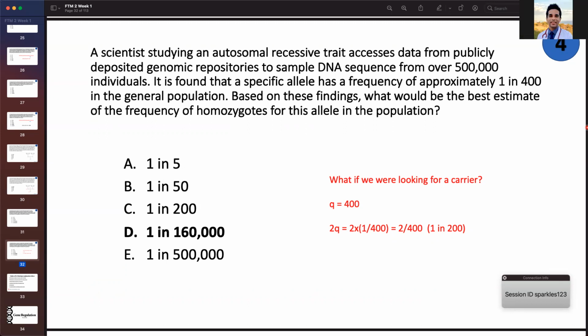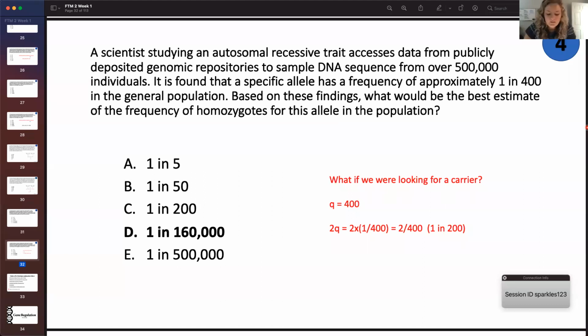We just have to know that that's the allele frequency, so that we have to actually not take the square root but square it. Yes, you're on the right track there.